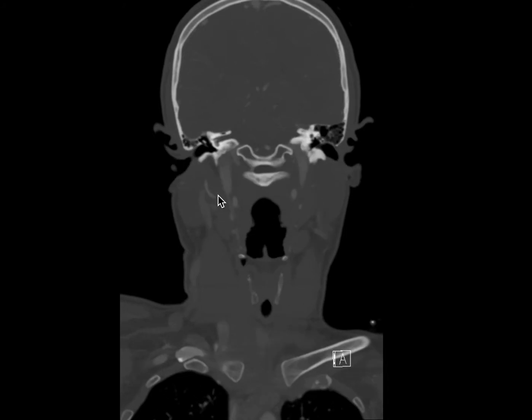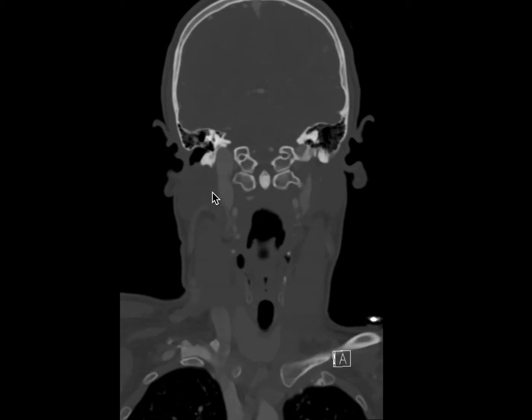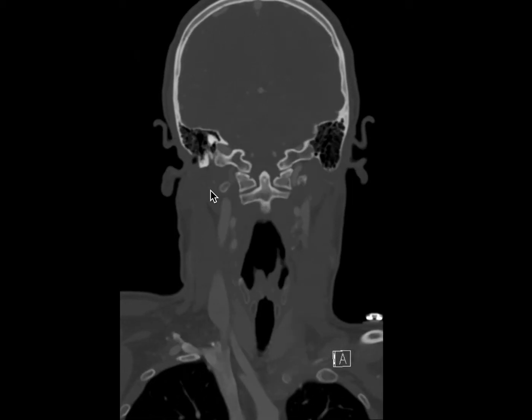Here is our posterior auricular artery, going out posterior to the auricle, and then supplying these soft tissues in this region, including the auricle itself.